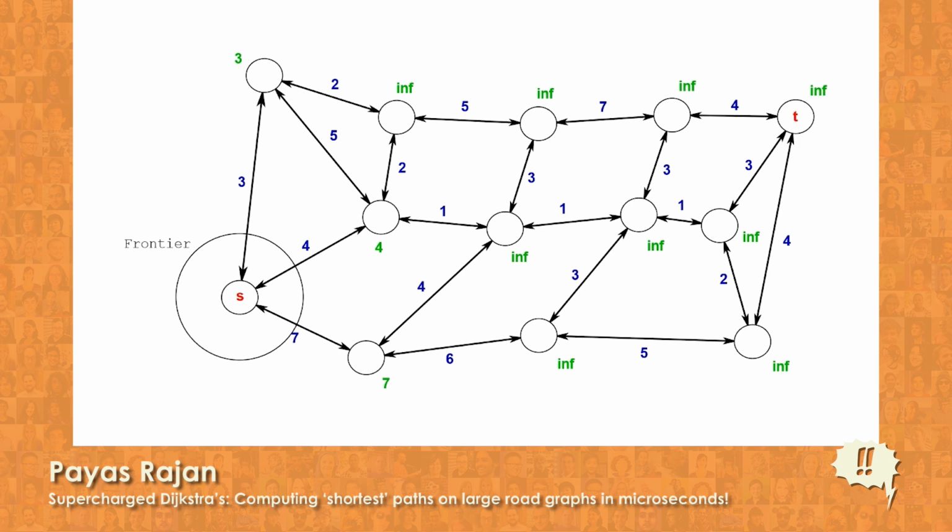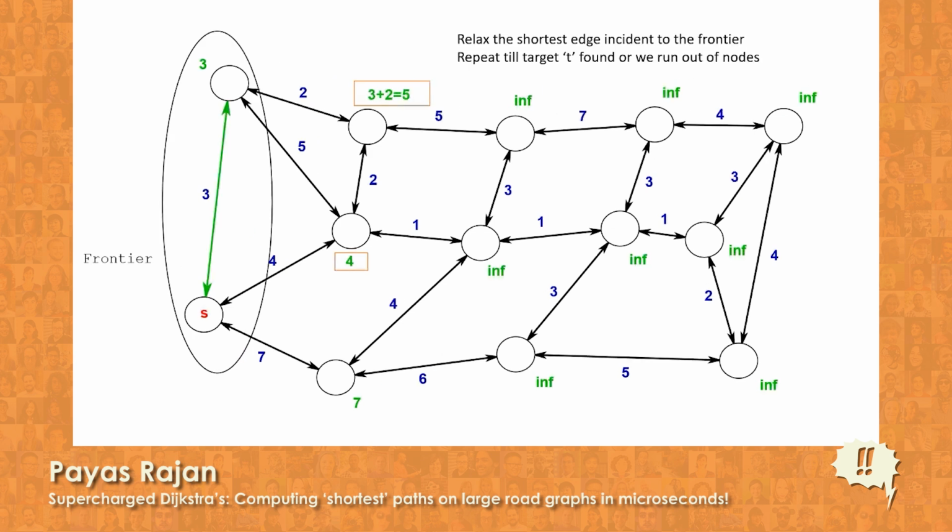So here is the graph that we took as an example before, and we have added the source S to a frontier. The green labels in every vertex represent the best known distance to that vertex from the source S. Next, we start relaxing edges. On each iteration, we take the shortest edge incident on the frontier and add the destination node of the edge to the frontier, and update the labels on the nodes adjacent to the new frontier if needed.